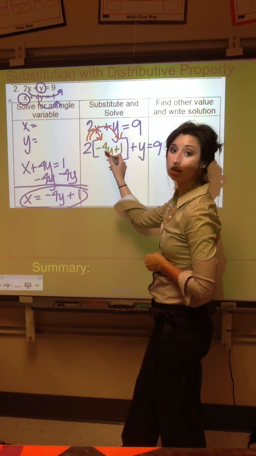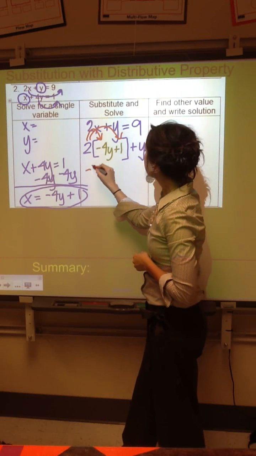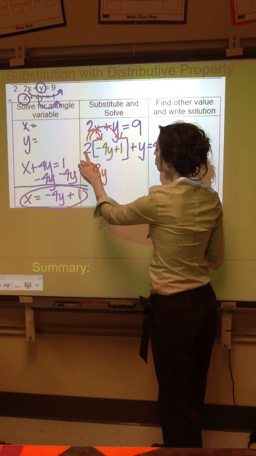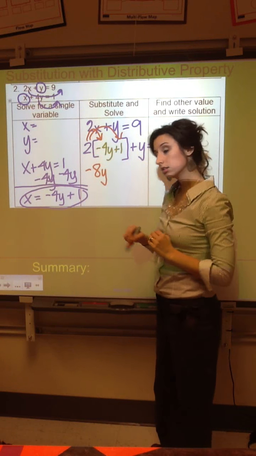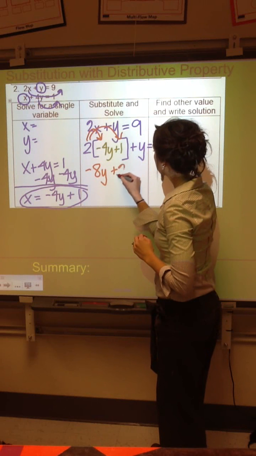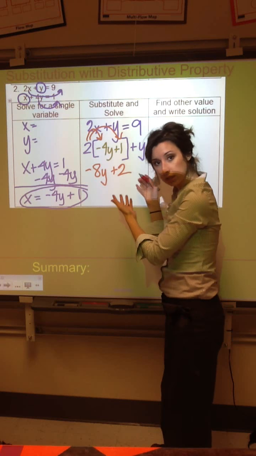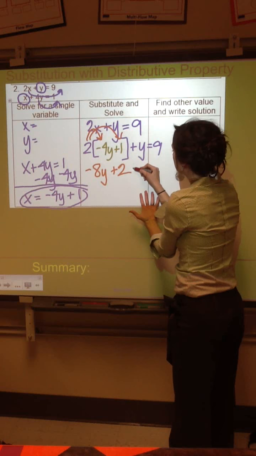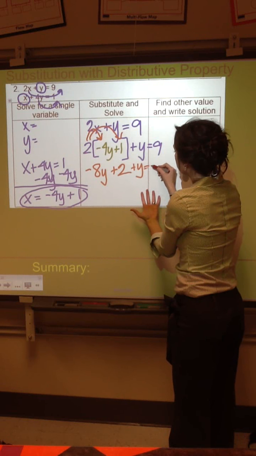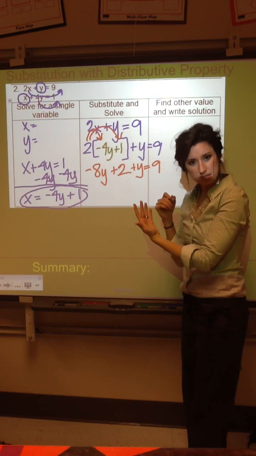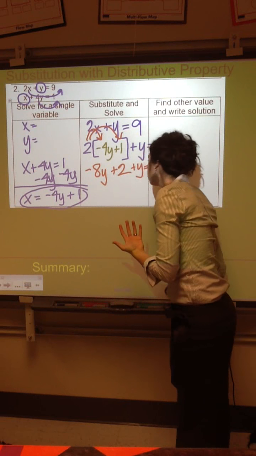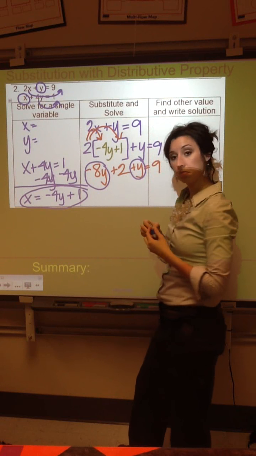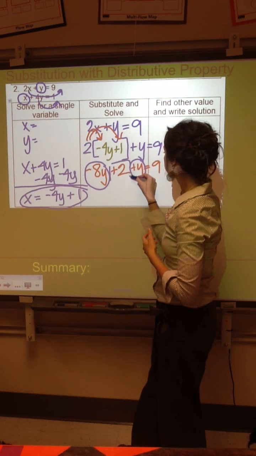Okay, so we're going to multiply. 2 times negative 4, negative 8y, okay? And then 2 times positive 1 is just plus 2. Now I still have to recopy. I haven't done anything here, so I just bring it down. Plus y equals 9. Do I see some friends? Let's take a look. Do I have friends here? Friend, friend.